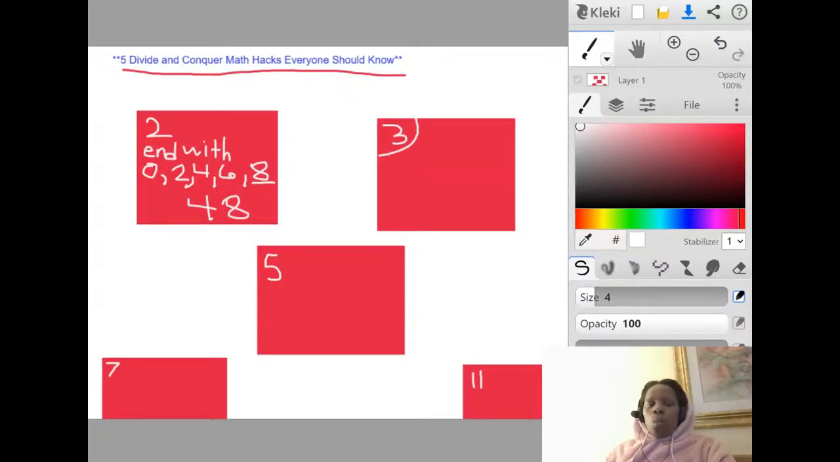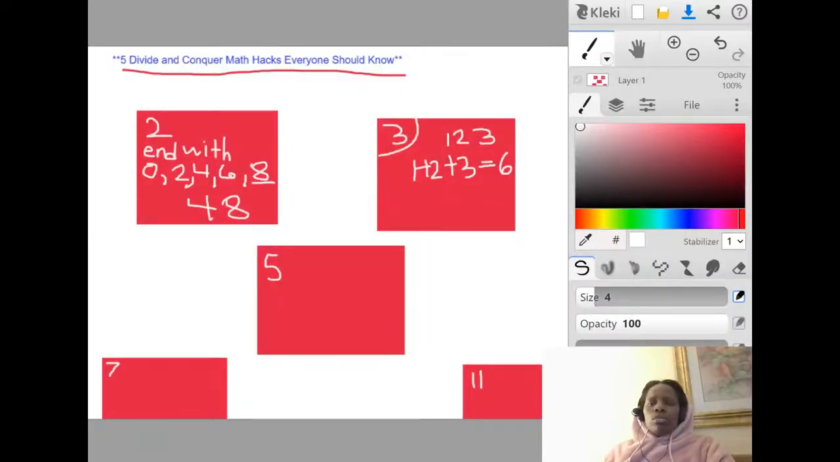take the number 123. Add the digits: 1 plus 2 plus 3. Since 6 is the sum of the digits 1, 2, and 3, and 6 is a multiple of 3, the number 123 is also a multiple of 3.